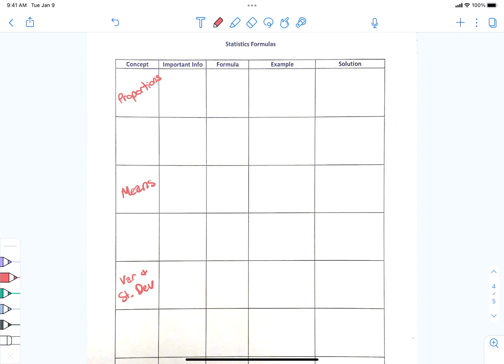We're going to start to do review for chapter 7. And we have proportions, mean, and variance and standard deviation that we're doing. Those were sections 7.1, 7.2, 7.3. I'm going to do 2 boxes for each one because you don't have to write these off to the side. But if it helps you to organize your thoughts, there's that.